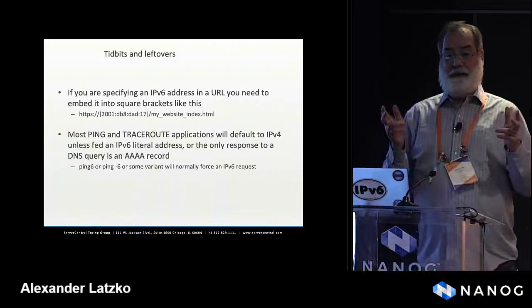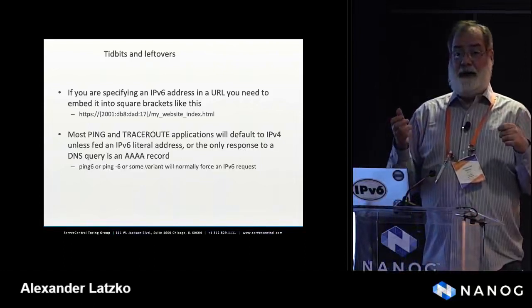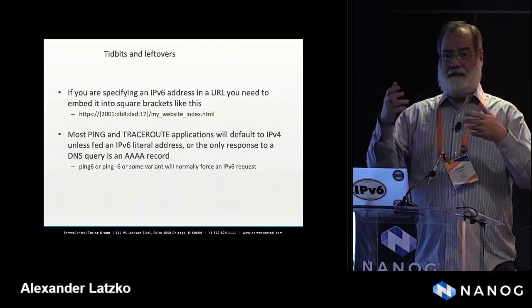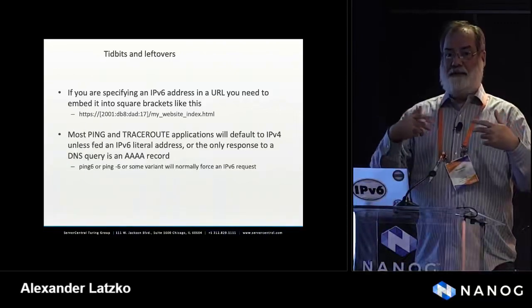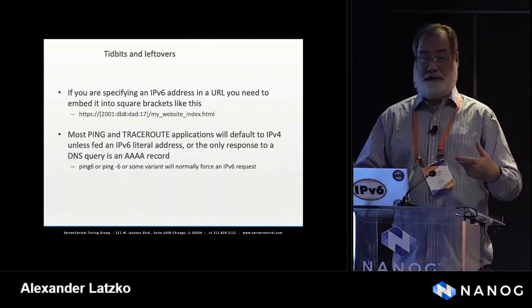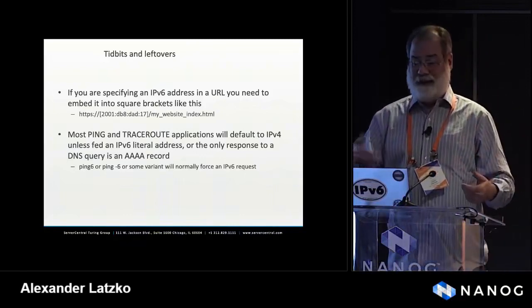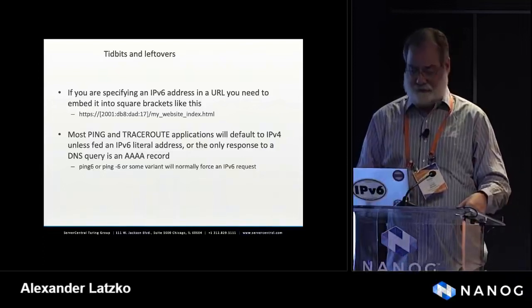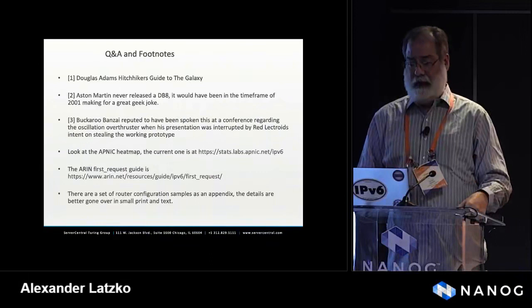Ping and traceroute and a lot of other utilities will default to V4. If they get a quad A and single A record back, they'll default to V4. So you have to tell it or give it a literal address. And it's ping6 or ping -6 or some variant based on your operating system.